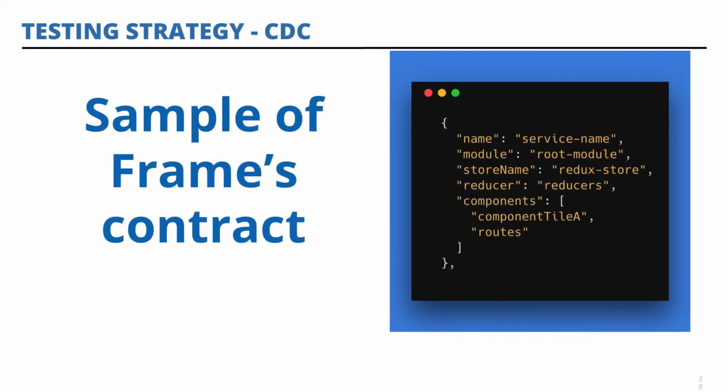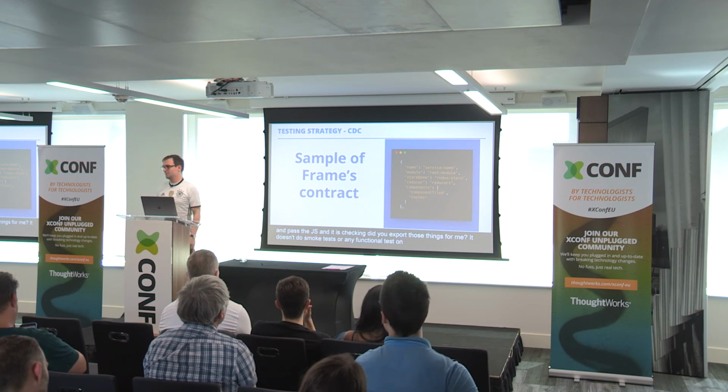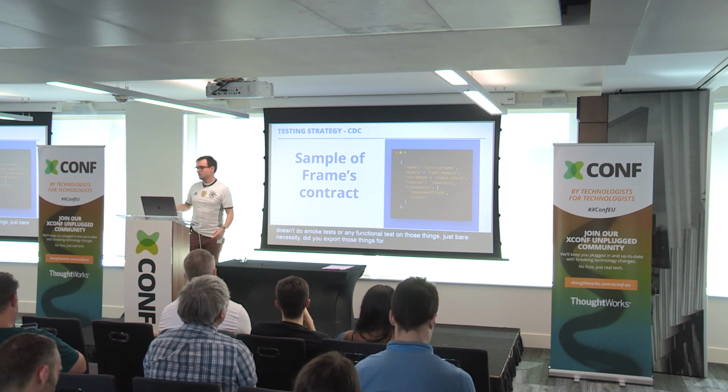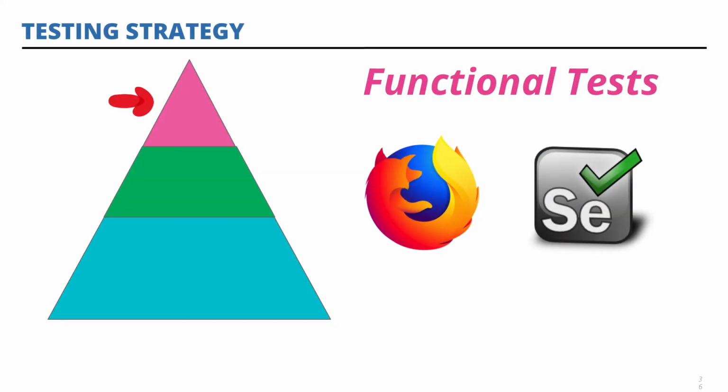When Frame is running its pipeline, it's going to grab all the components it knows of. It's just a list. It's going to grab from those URLs. It's going to parse the JS. And it's checking, did you export those things for me? It doesn't do smoke tests or any functional tests on those things. Just bare necessity. Did you export those things for me? And then additionally, we put it in an error boundary. And ultimately, the functional tests themselves.